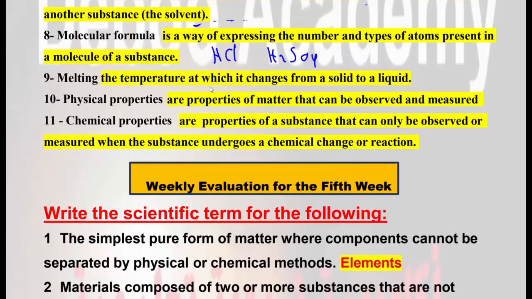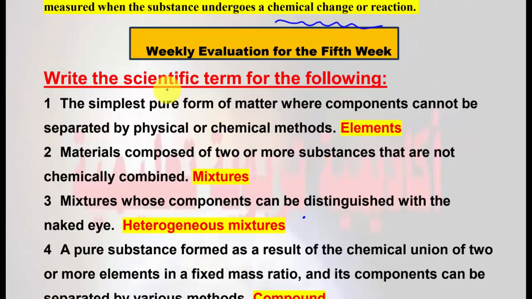Melting is the temperature at which matter changes from solid to liquid, as we said. Physical properties are properties of matter that can be observed and measured. Chemical properties are properties of a substance that can only be observed or measured when the substance undergoes a chemical reaction. Let's go to the weekly evaluation for the 5th week. Write the scientific term.